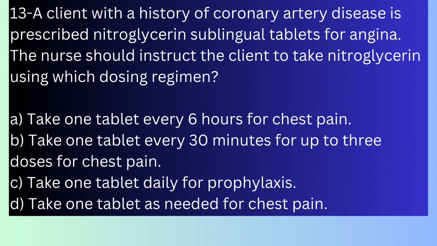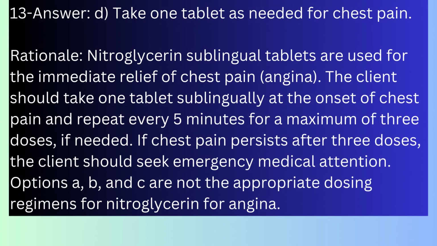Question 13. A client with a history of coronary artery disease is prescribed nitroglycerin sublingual tablets for angina. The nurse should instruct the client to take nitroglycerin using which dosing regimen? A. Take 1 tablet every 6 hours for chest pain. B. Take 1 tablet every 30 minutes for up to 3 doses for chest pain. C. Take 1 tablet daily for prophylaxis. D. Take 1 tablet as needed for chest pain. Answer. D. Take 1 tablet as needed for chest pain.